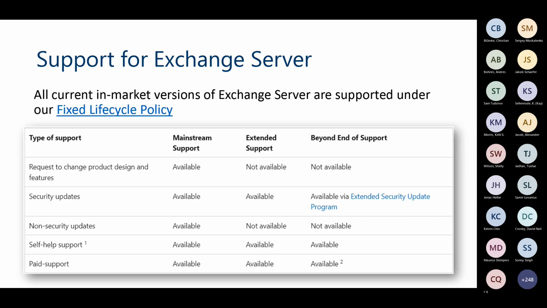Okay, let's talk about Exchange Server support. All currently supported Exchange Server products fall under our fixed lifecycle policy, which has 3 phases: mainstream support, extended support, and beyond end of support. Now, Exchange 2019 is in mainstream support, so all types of support are available, including DCRs and feature additions. Exchange 2013 and 2016 are in extended support, so they're only going to get security updates and any applicable time zone updates. Now, the table on the slide also shows beyond end of support options, including the extended security update, or what we call the ESU program.